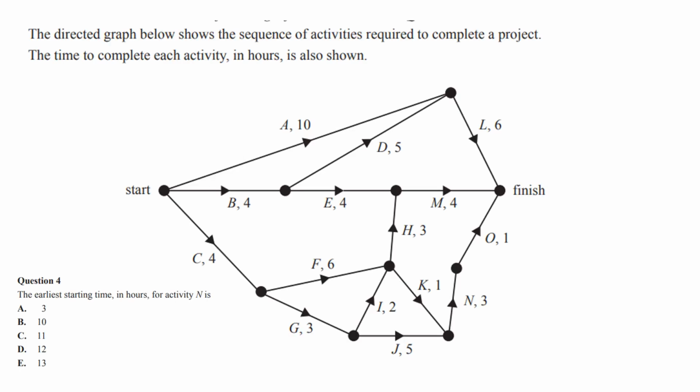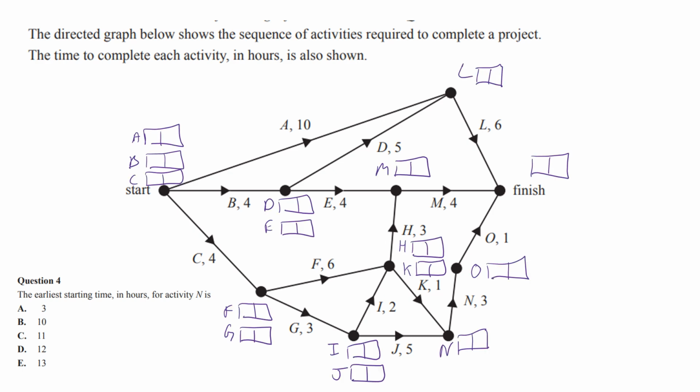2017, Exam 1, Q4 and 5. Okay, quite a complicated graph here, and we've got to work out the EST of activity N. So we're going to do a forward scan and put all our boxes in. I think there's other questions coming up, so we might as well do the whole critical path analysis. All right, we're just going to aim for N for this point.